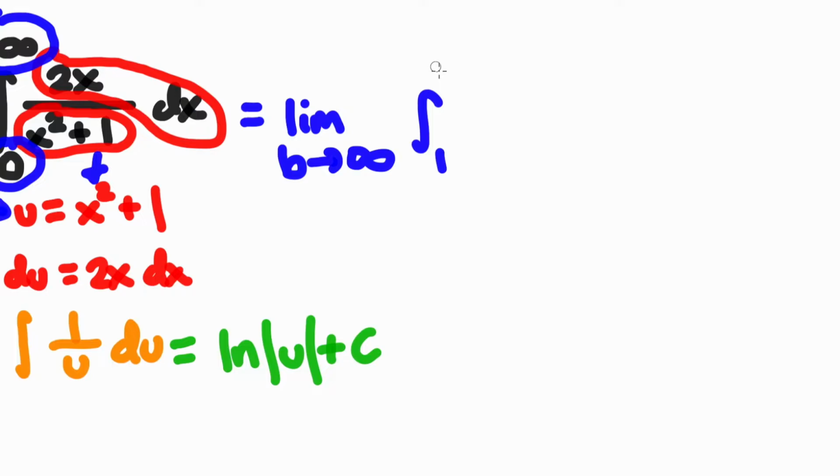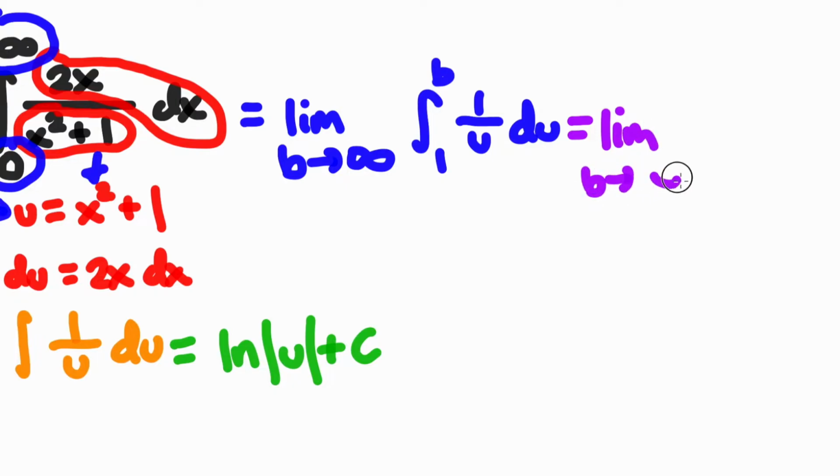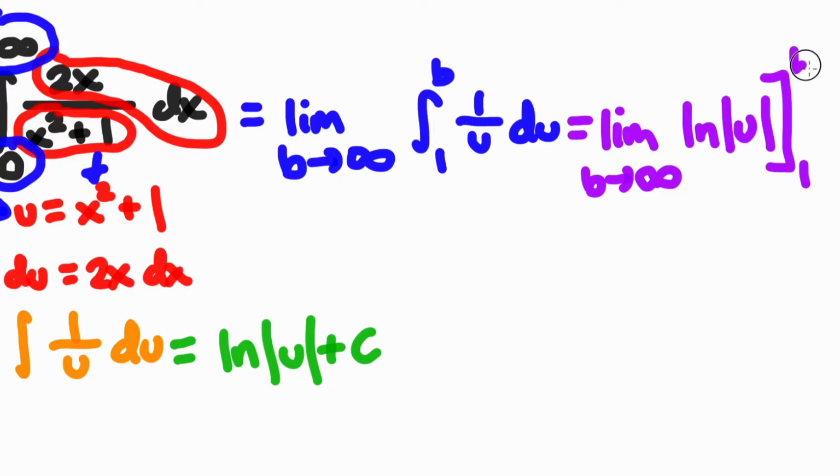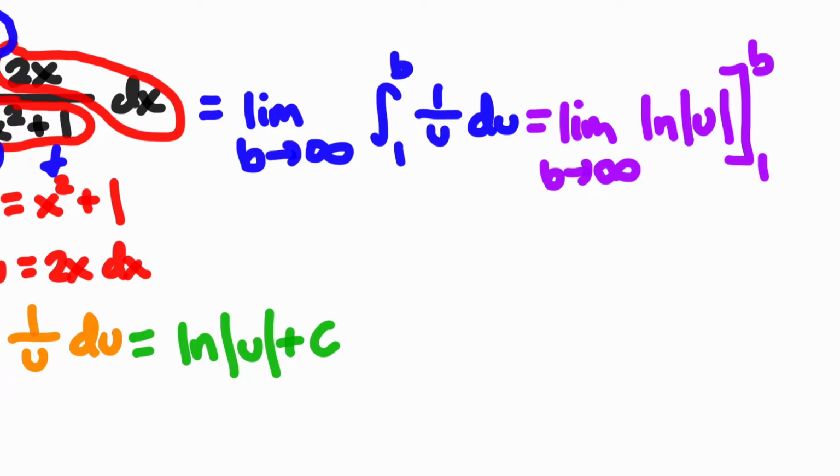Okay, since b is approaching infinity, we want to put b up here. And if you notice right here, if you put infinity in for the u, you end up with infinity anyway, so everything still works out. And then we're doing 1 over u du. Okay, from here, we're going to have the limit as b approaches infinity of ln u, and we're integrating this from 1 to b.